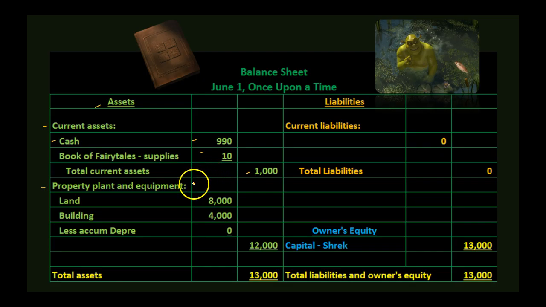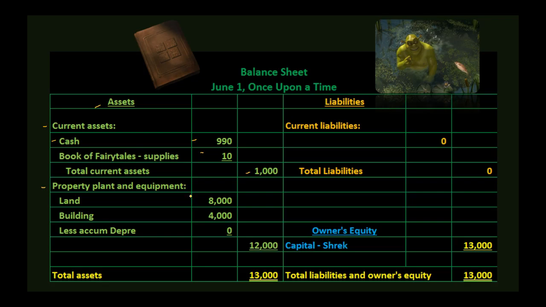Then the property, plant, and equipment. Next section, why are we breaking it out separate? Because the land and the building are going to be more long-term assets. We can't really sell the land as easily in order to pay for current debt. Not that he has any, but if he's got any problems, he can't really pay for the problems with the land too easily. So we're going to put that out down here, separate from current assets.